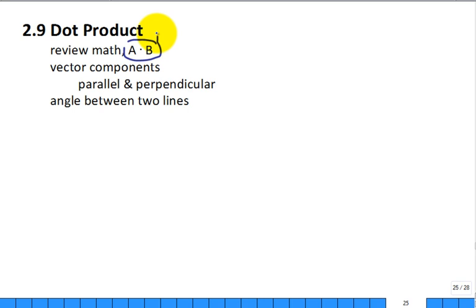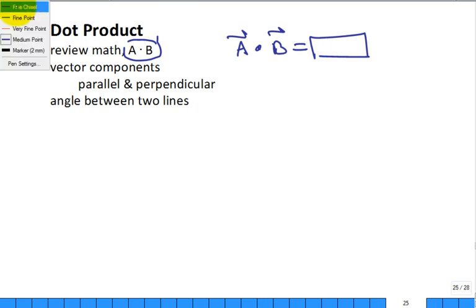What's another name for the dot product? Somebody will say it's either the scalar product or the vector product. The dot product is also called the scalar product. Why scalar? Because you take two inputs, which are vectors, and the resultant is a scalar. True? All right. How do I calculate the dot product?